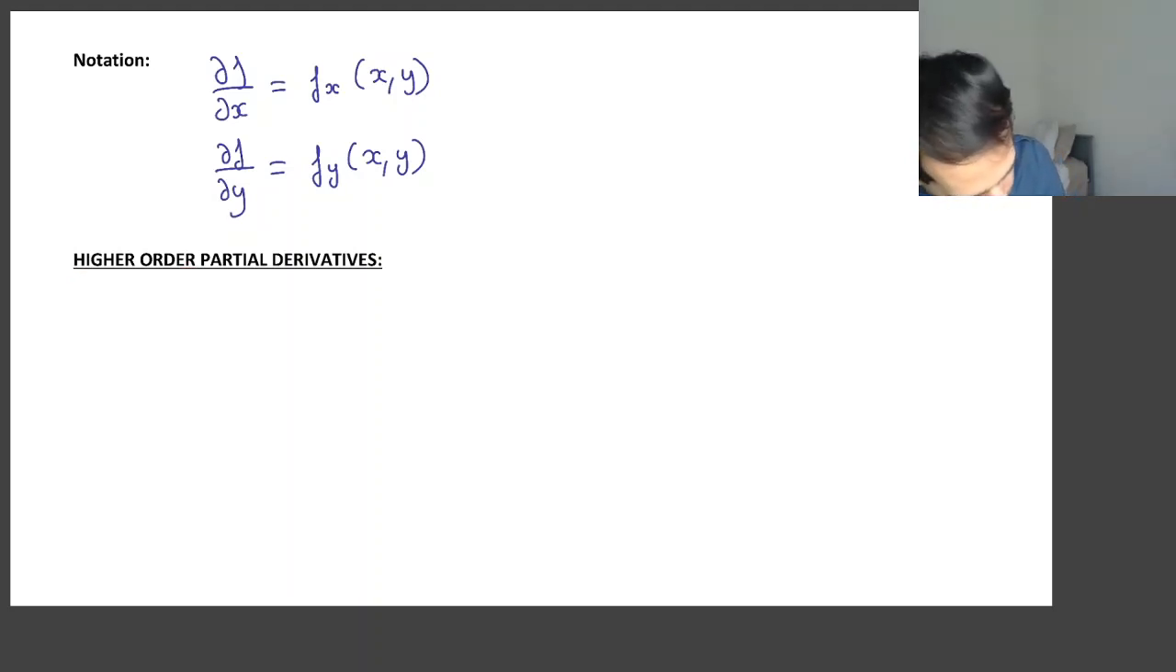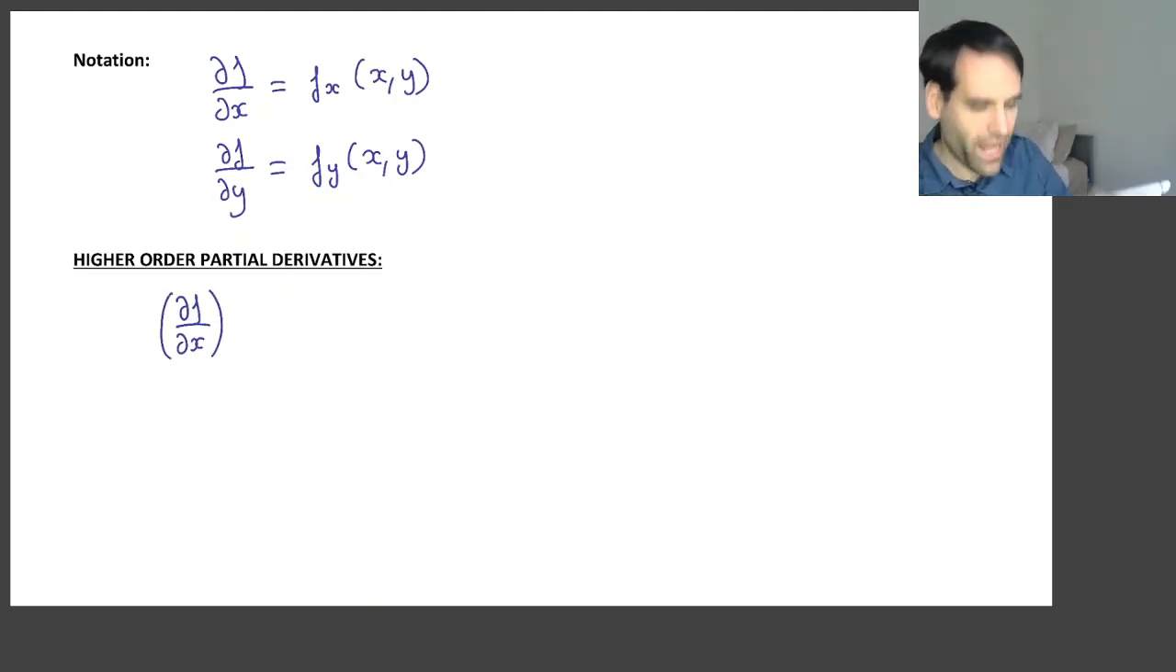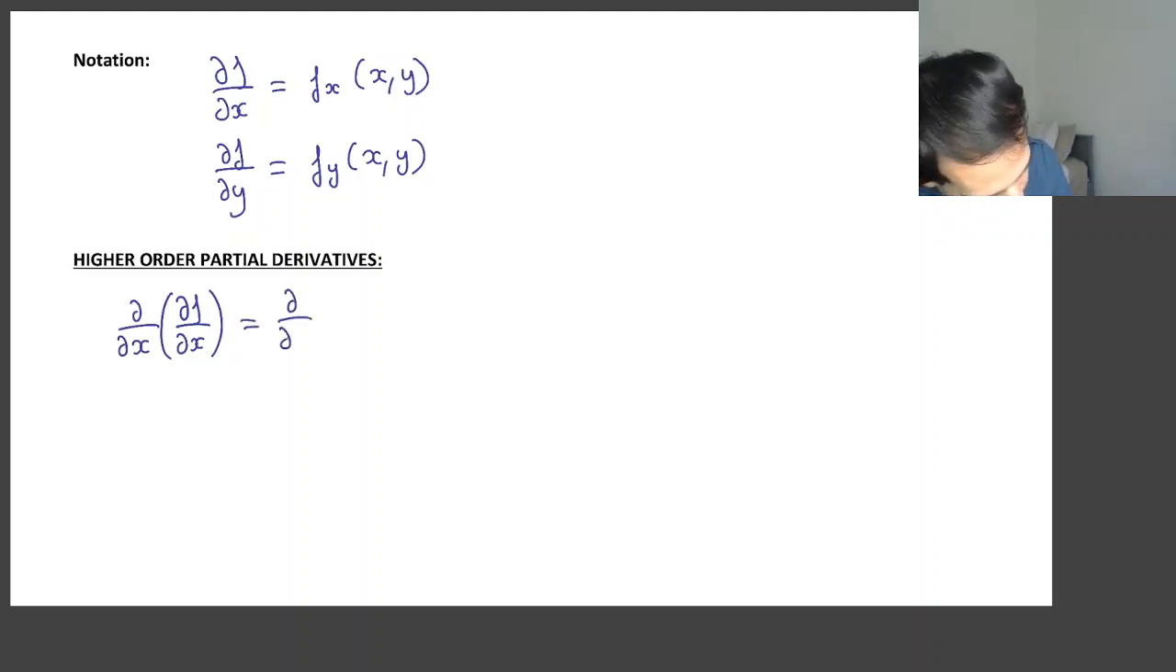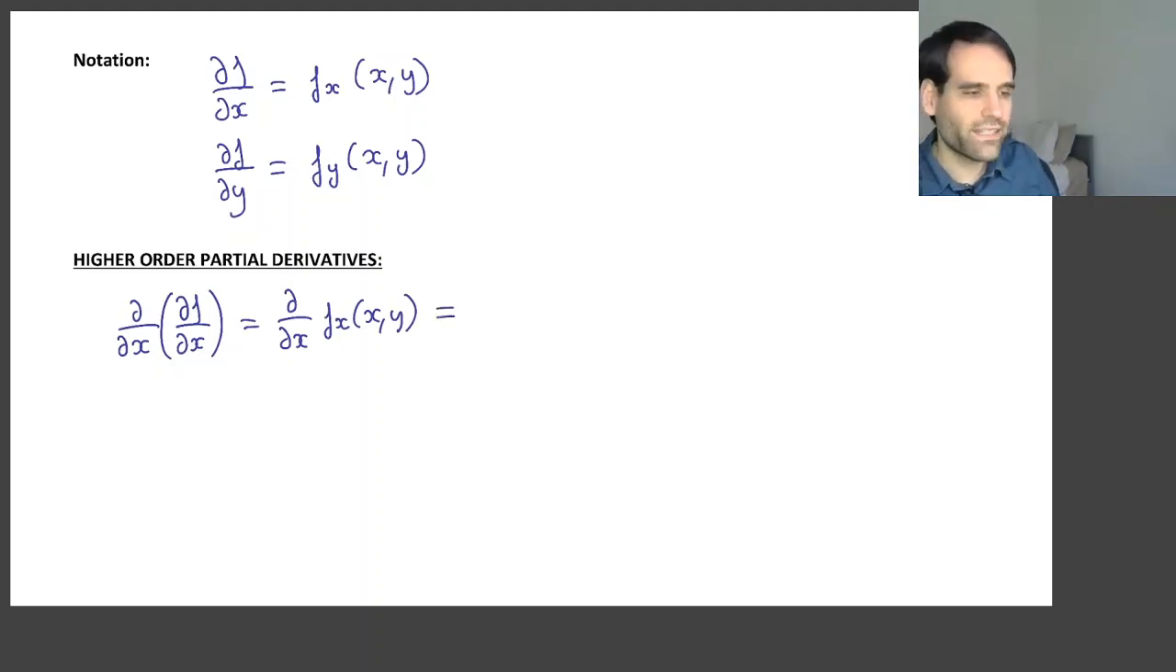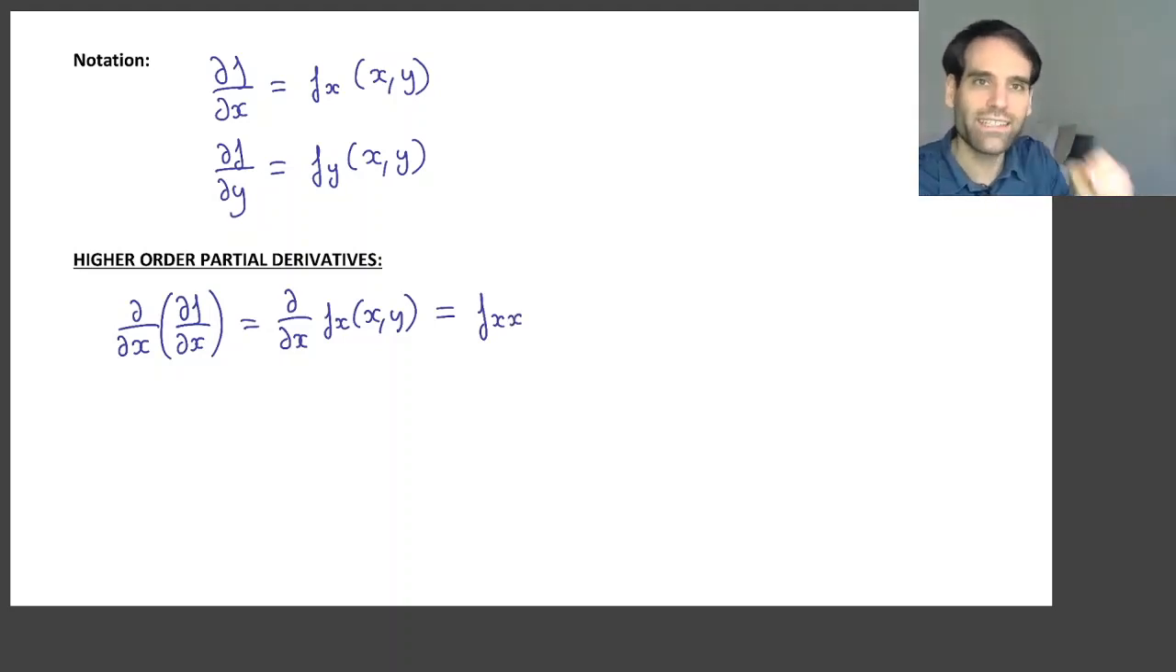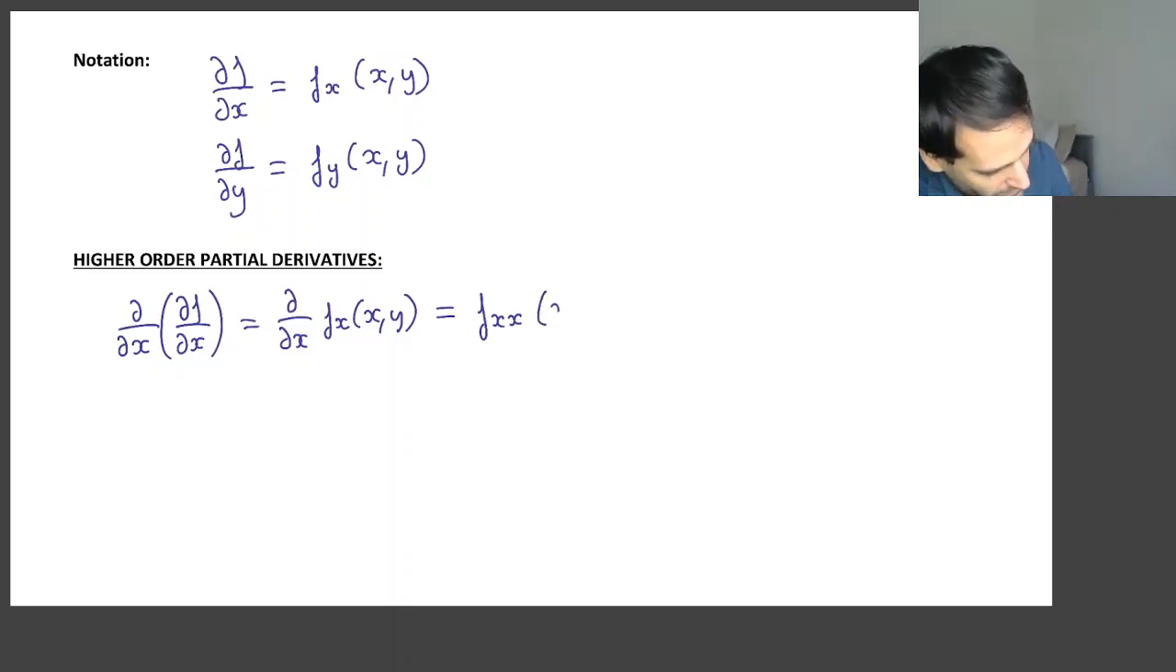We can get the partial of f with respect to x, and to this result we can apply again the partial with respect to x. In other words, we are doing the partial with respect to x of this new function f subscript x, which is a function of x and y. This function is usually written as f subscript x subscript x. So we put two x's to indicate that we have done a double partial derivative with respect to x. And this is still a function of x and y.